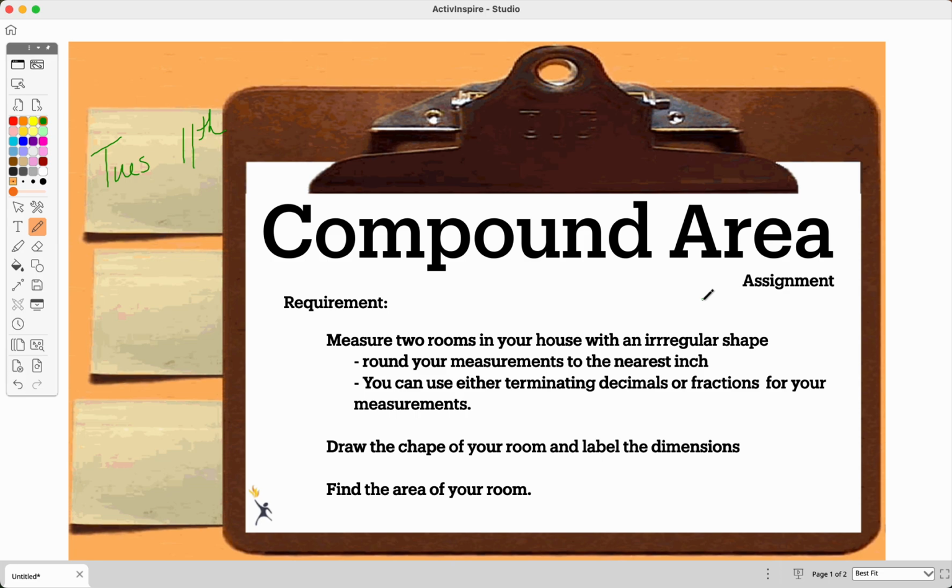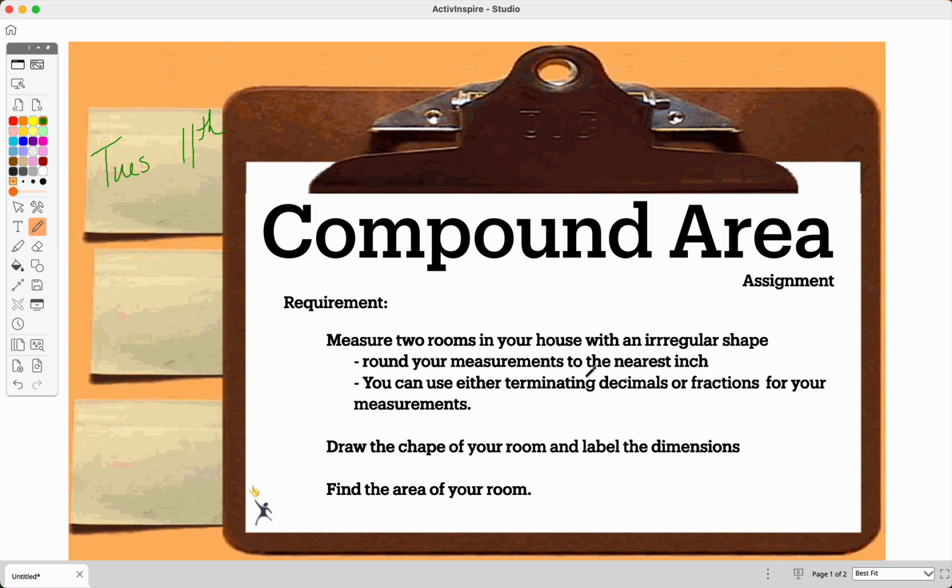When you do your measurements, you're going to round your measurements to the nearest inch. So I don't need any like 7 feet 8 1/4 inches. I do want 7 feet 8 inches or 7 feet, in that respect. I'll show you an example of how to do one of these on the next page in just a moment. But you're going to round your measurements to the nearest inch.